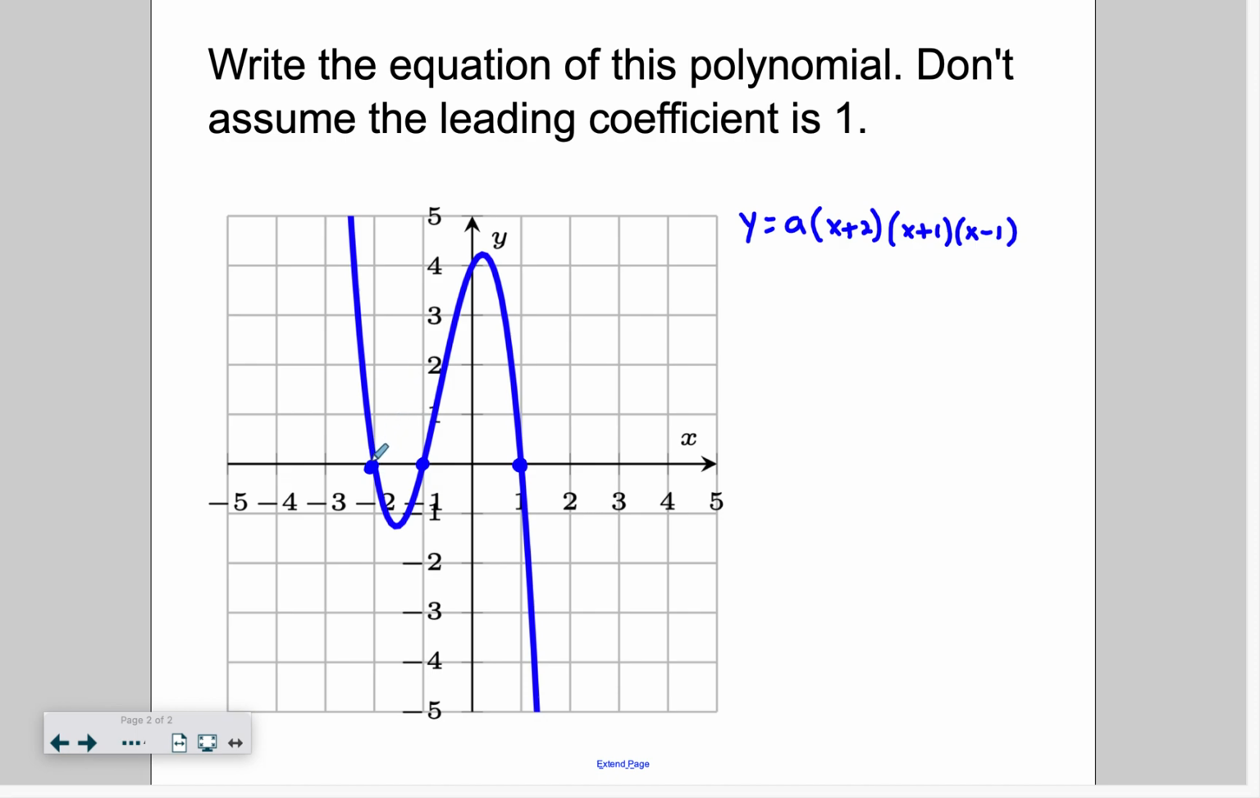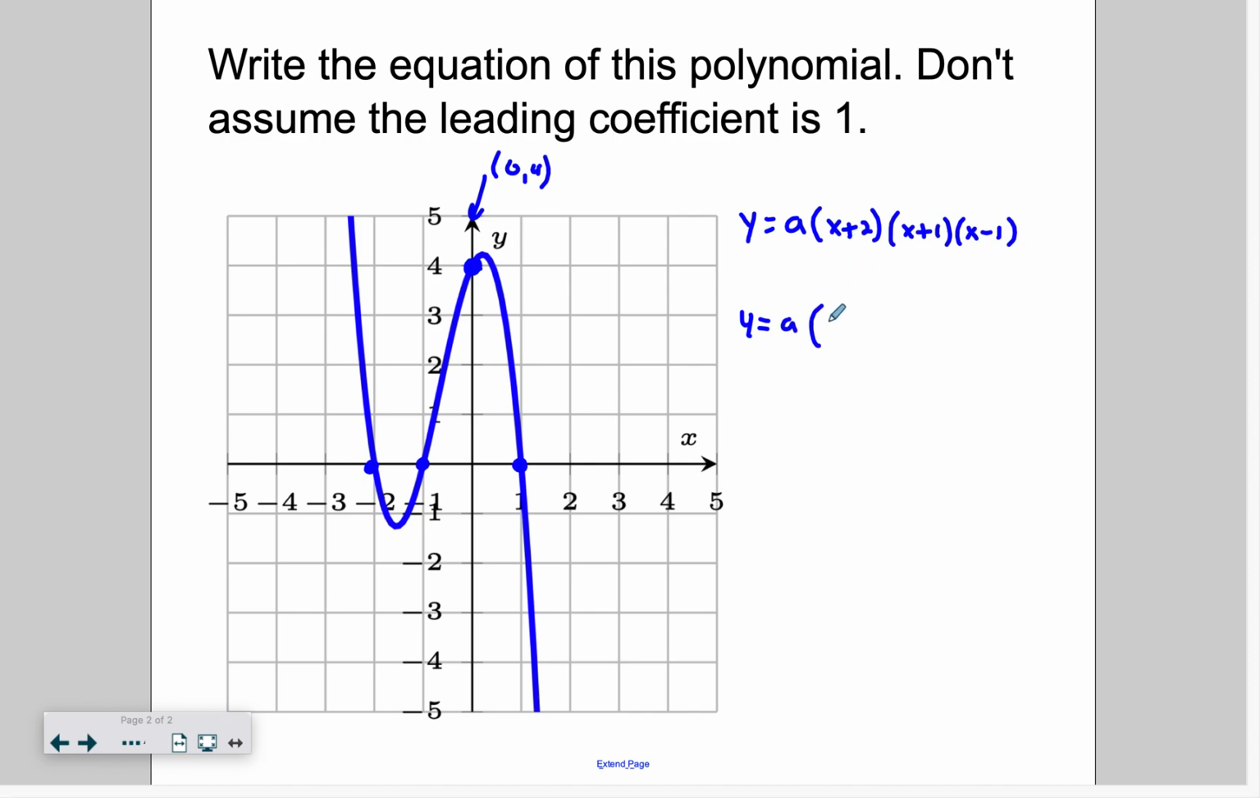Now let's check their multiplicities. This goes directly across, directly across, directly across. So all of them just have power 1, similar to the polynomial we saw in the previous example. But this is not my completed equation because I don't know what a is. I don't know if this thing has been stretched or compressed or anything. So what we do to find that is you just pick a point that you know the polynomial goes through. I'll be picking 0, 4. So 0, 4, we plug those values in for x and for y. That's this point. 0, 4. So we'll put a 4 in for y and a 0 in for x.